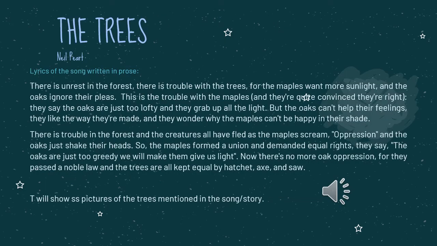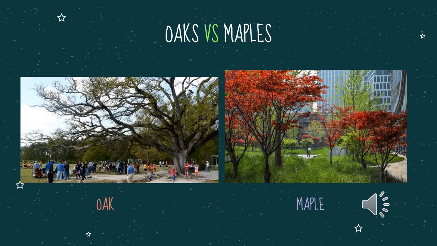Here's the song, here's the text I would be showing to students. I'm not going to read it. If you want, you can look for it on the internet. And I would show them a couple of pictures of the trees that are mentioned in the story so that they know the difference between them. Okay, these are the trees. On the left we have an oak, and on the right we have maples. And that would be it.